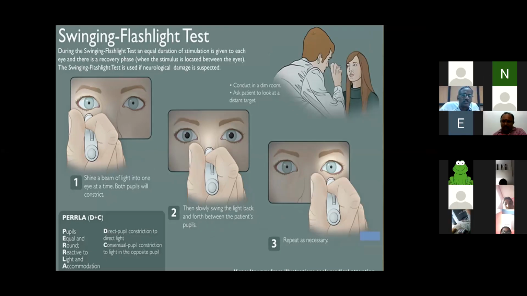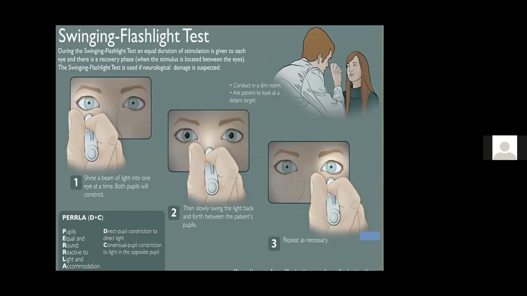PERRLA: this you must concentrate on. Pupils equal, pupils round, reactive to light and accommodation. All these things you must concentrate on while examining. Next, the direct pupillary response to light, and the consensual pupillary response to light in the opposite pupil. When you do this, you must think of identifying any pupillary abnormality. So this is the importance of the swinging flashlight test.